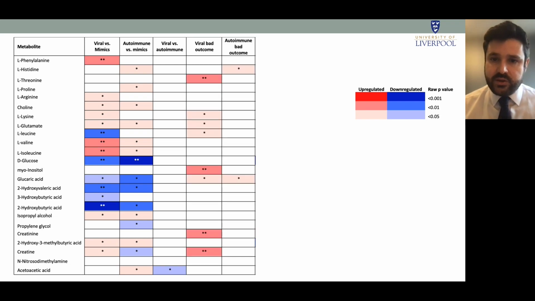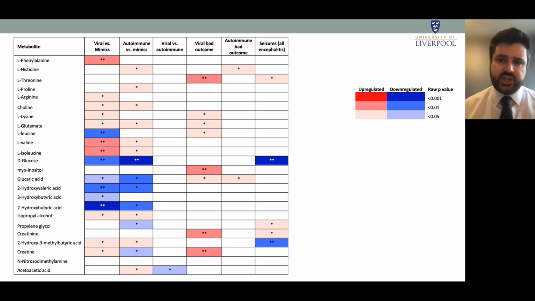The next two columns look at metabolites concerned with bad outcome, as measured by the Glasgow outcome score at discharge. In viral encephalitis, amino acids including glutamate, creatinine, creatine, and myoinositol were correlated with bad outcome, while in autoimmune encephalitis, the correlations with outcome were weaker.